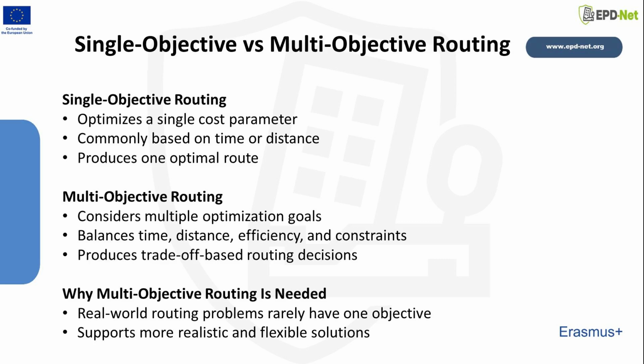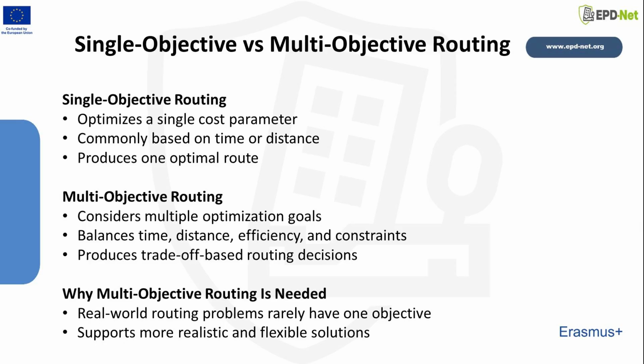Single objective routing focuses on optimizing a single cost parameter, such as travel time or travel distance. In this approach, the routing system evaluates all possible paths and selects the route that minimizes the chosen cost. While this method is effective for simple scenarios, it often fails to capture the complexity of real-world routing problems.